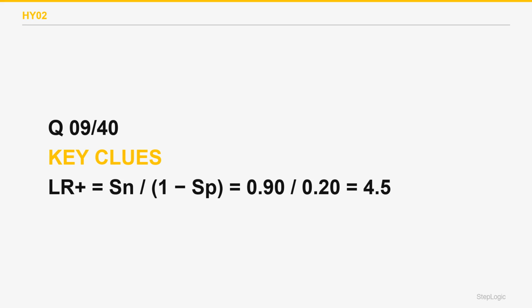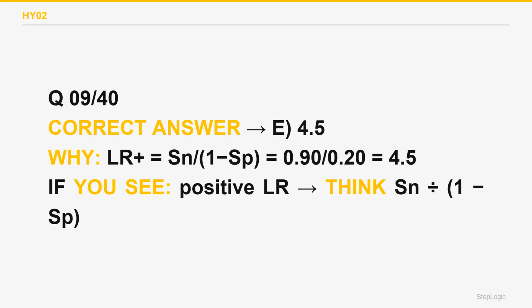It tells how much more likely a positive result is in a diseased person than a healthy person. Here that is 0.9 divided by 0.2, which equals 4.5. That meaningfully raises the probability of disease after a positive test. The correct answer is E.